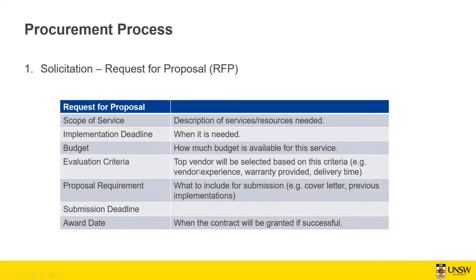The other thing is evaluation criteria. Top vendors will be selected based on these criteria, for example, experience, warranty period, delivery time, quality of jobs, etc. It's like selection criteria for a job application. Then you have the proposal requirements, what to include for submission, for example, cover letter and previous implementations. Again, like a job application, when you send your resume and cover letter. And there is a submission deadline, by which any potential vendors need to submit their application. You also specify when the contract will be granted if successful.